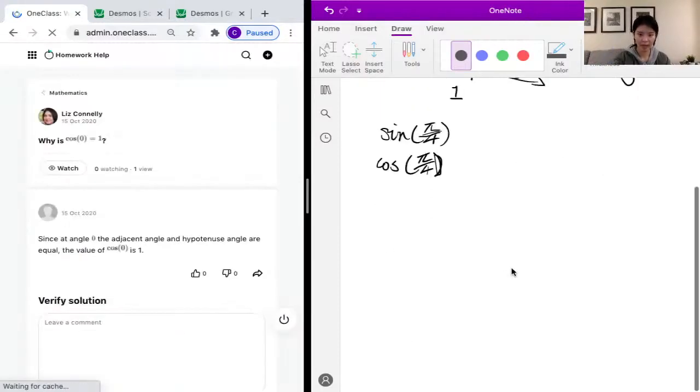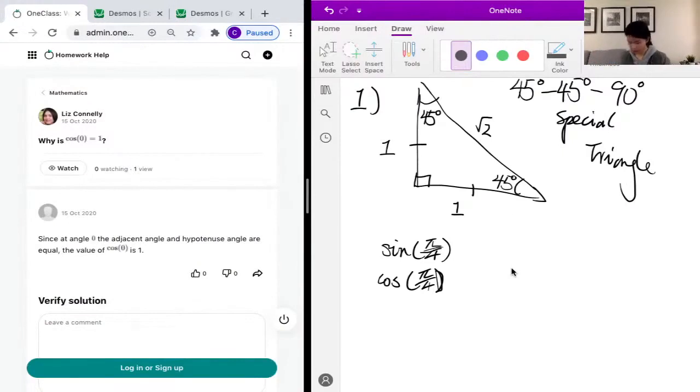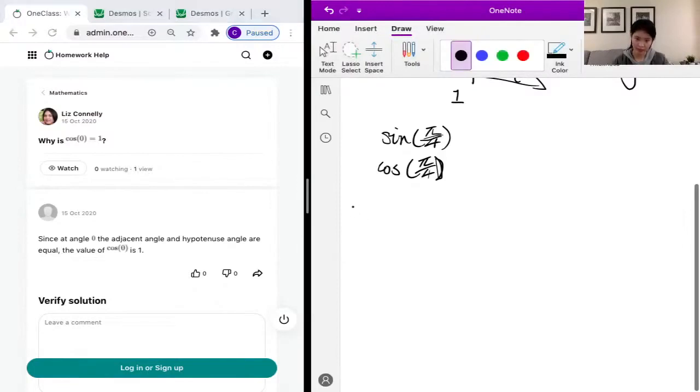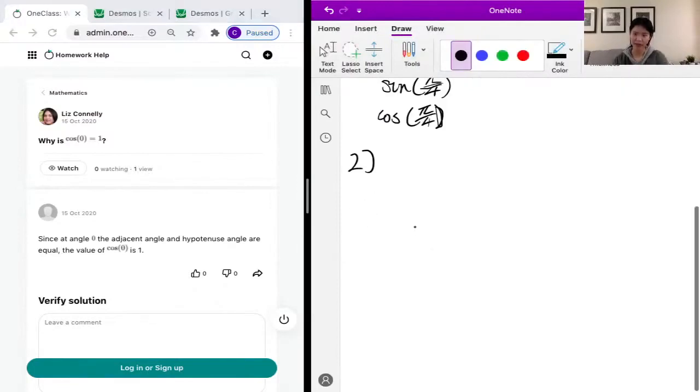So here's our second problem, and it's asking us, why is the cosine of 0 equal to 1? Well, there are multiple answers. There are multiple ways to approach this problem. First, you can approach it from the function point of view.